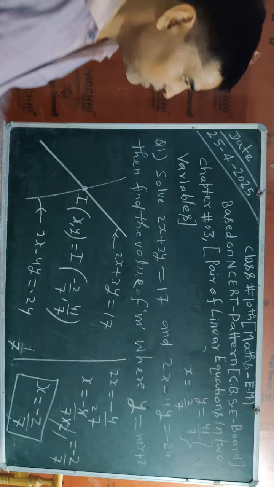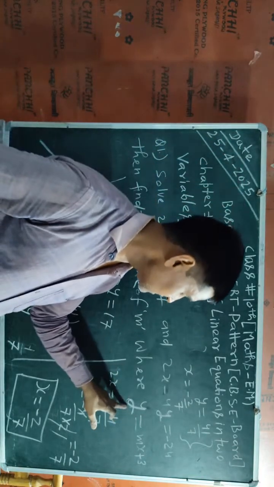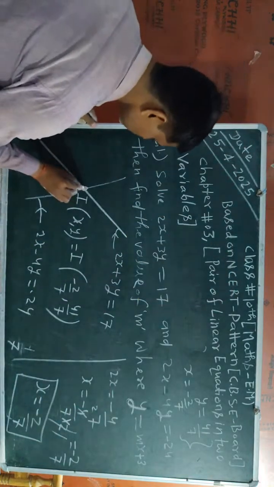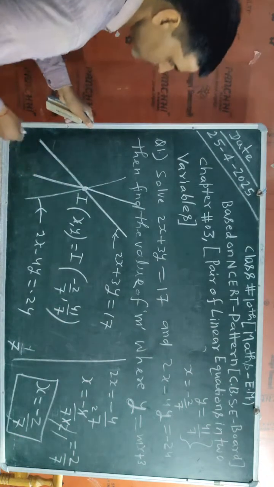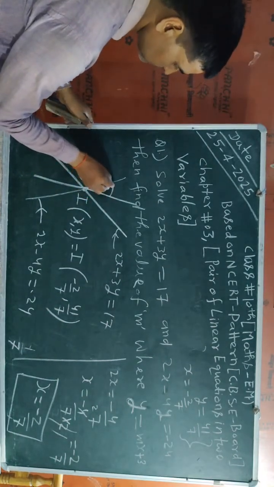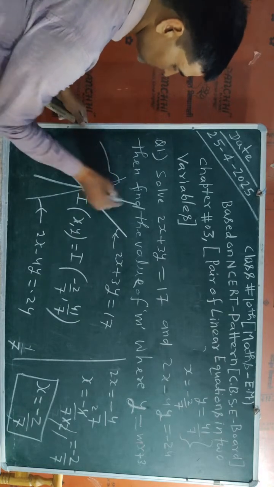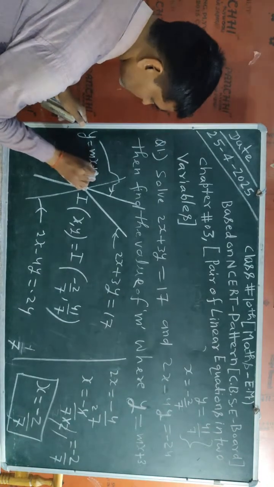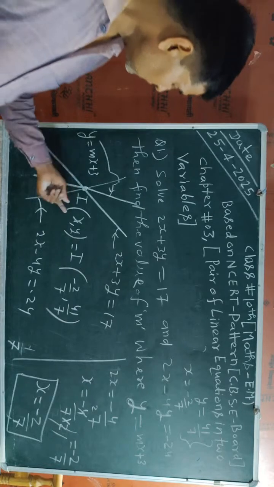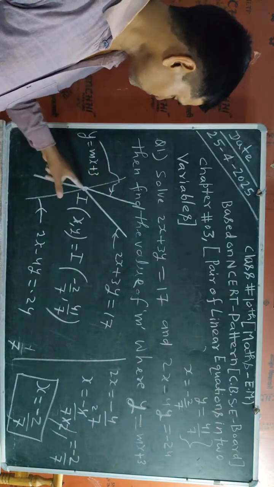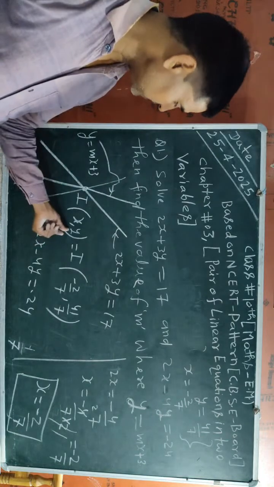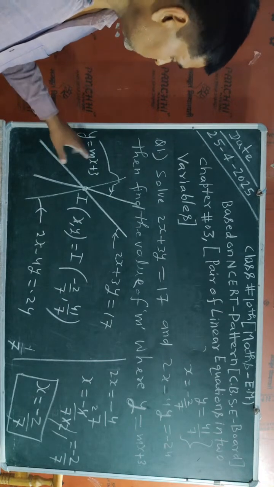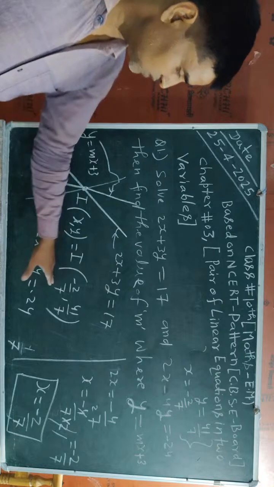Okay student, now one third line is also given: y is equal to mx plus 3. It means that this is a line which is passing through this point of intersection. I have got the value of x and y, and this line is also passing through this point. It means that the values of x and y will also satisfy this straight line.